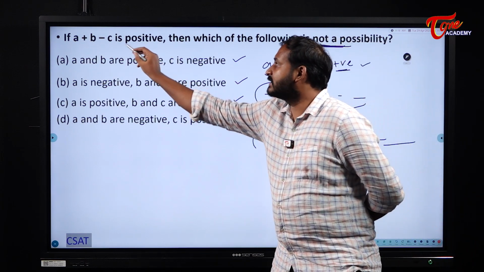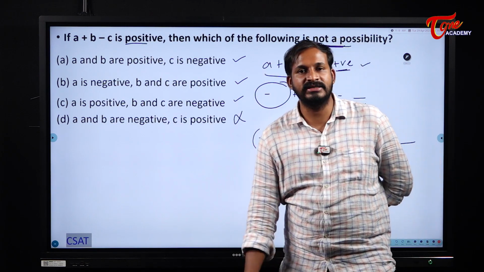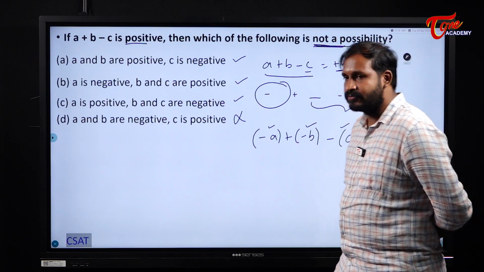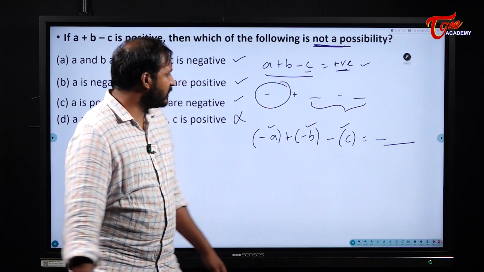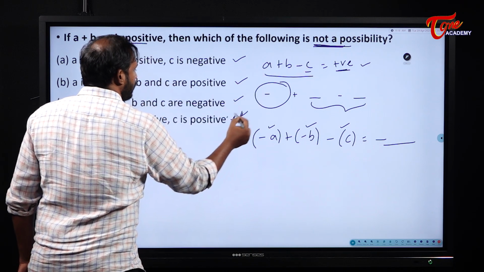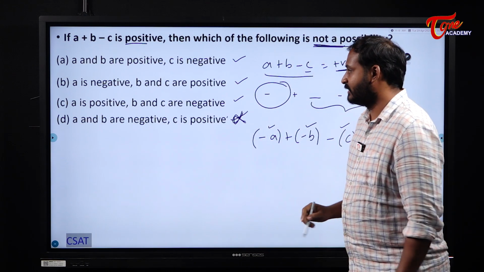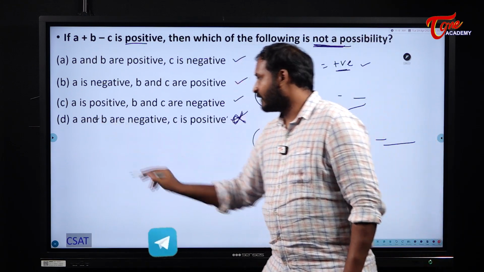But what is our answer? It should be positive. This is wrong. So what will be our answer in this case? Option D. Why? Because the question asks for what is not possible. That is a wrong statement, but our answer is option D. Option D is the correct one for us here.